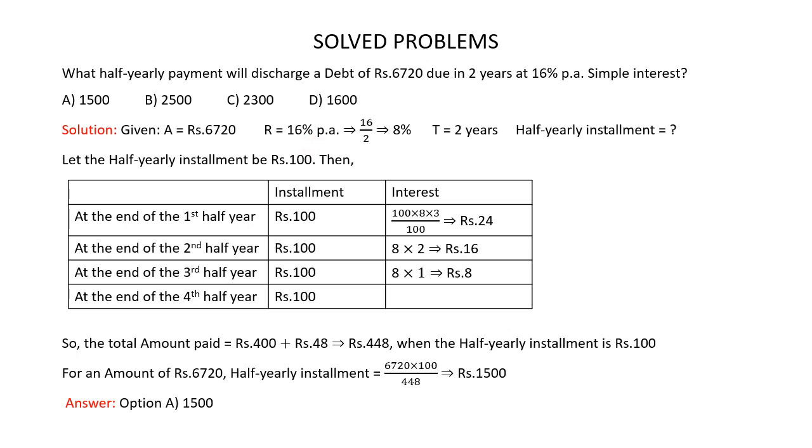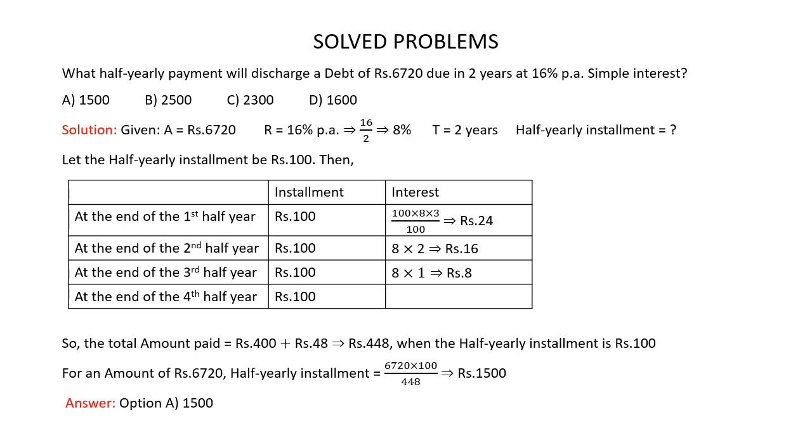Now since here half yearly payment is being made, we have to find the half yearly rate of interest. Since there are 2 half years in a year, to find the half yearly rate of interest, we have to divide 16 by 2. So 16 by 2 is 8%. So 8% is the half yearly rate of interest.